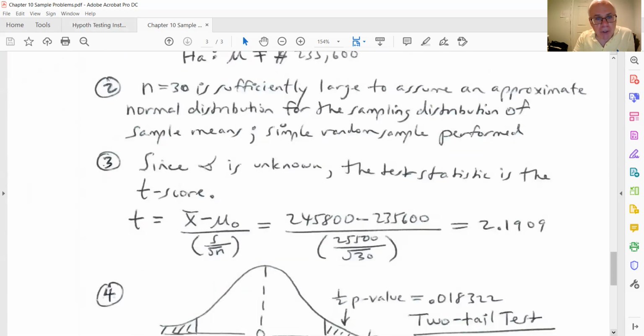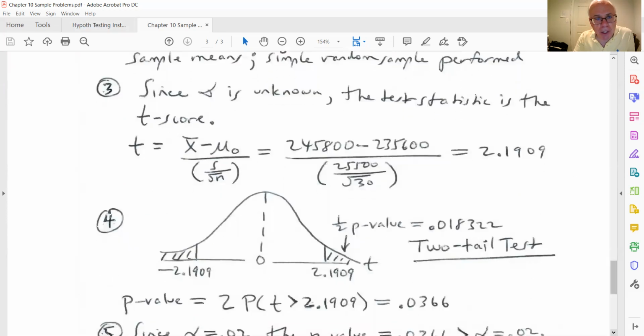3, since sigma is unknown, the test statistic is the t-score or t-statistic that we're going to use. We're going to use this formula up here. And the numerator looks exactly the same as the z-statistic. It's just the sample mean minus the hypothesized mean. And then the denominator is our standard error using the sample standard deviation instead of the population standard deviation. So I got 2.1909 for the test statistic.